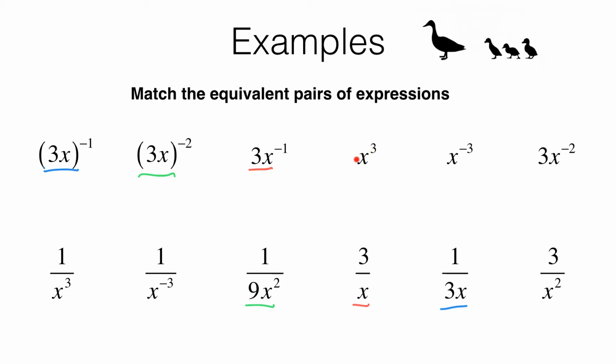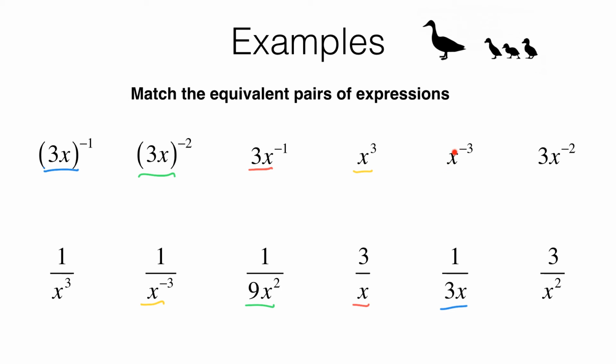X to the power of a third here, well, I haven't actually reciprocated that at all, so that would be the same as 1 over x to the minus 3, because 1 over x to the minus 3 means this becomes x to the power 3 and it's 1 over that, so that would be 1 over x to the 3. That one would match with this one here.